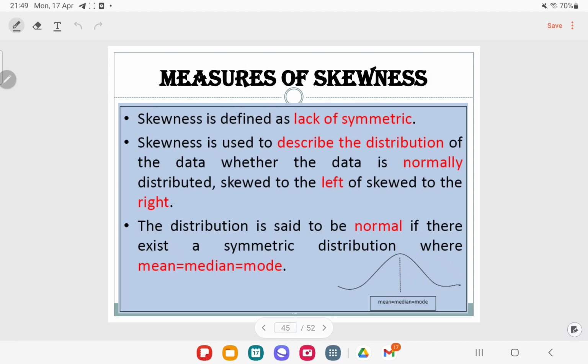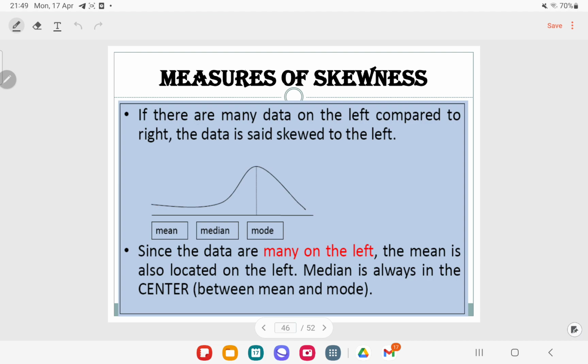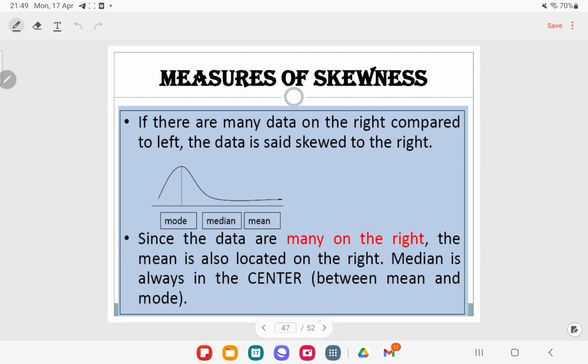It still contains the three criteria for the skewness: normal distribution, skewed to the left, and also skewed to the right. So we have here, this is for the measure of central tendency, as we have discussed earlier.